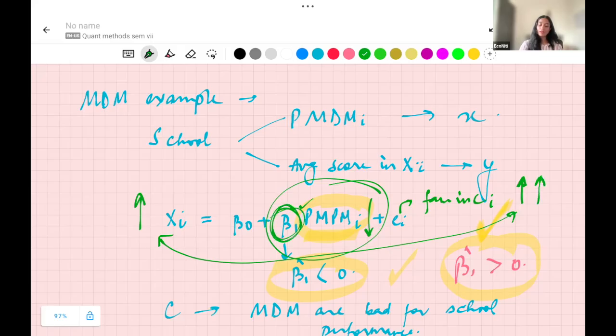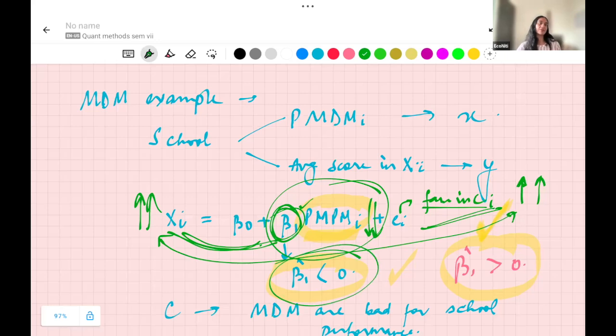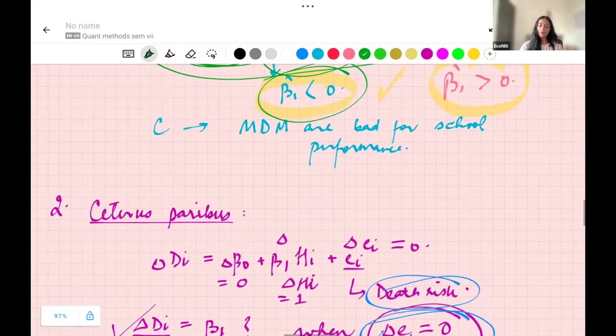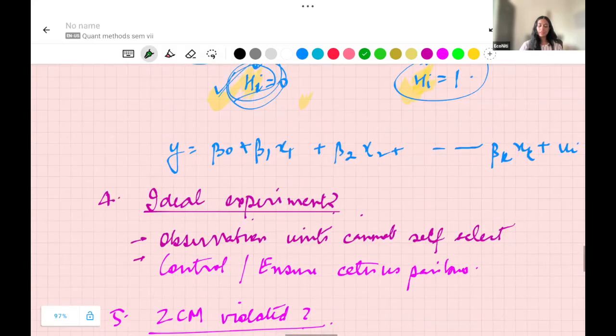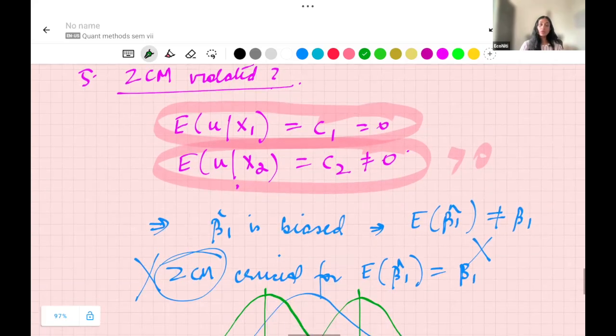When this goes up, this goes down, this goes up, and because you ignored this omitted variable, you found this negative relationship and you wrongly concluded कि ये मिड डे मील का नेगेटिव इफेक्ट है, right? Because your beta 1 hat is biased. All right, and of course you cannot make a causal claim. राइट। सो ये है हमारा स्टार अजम्पशन, जिसके वायलेशन से ये सारी दिक्कतें होती हैं.